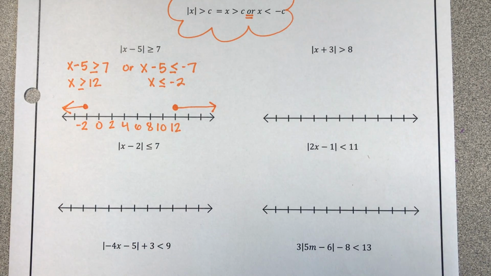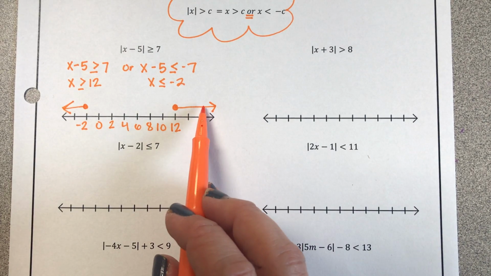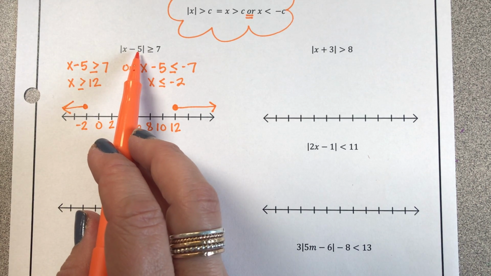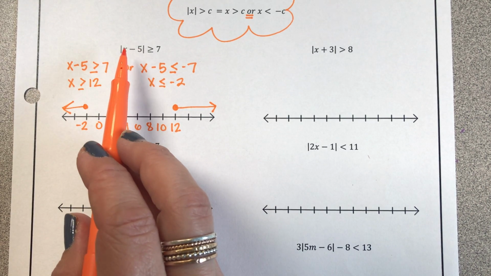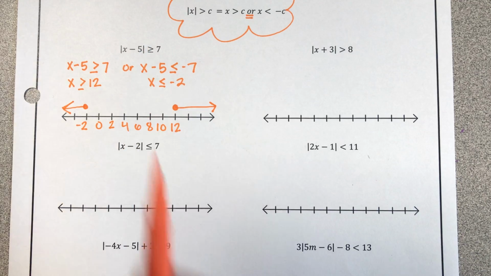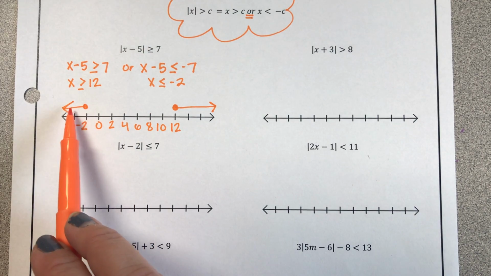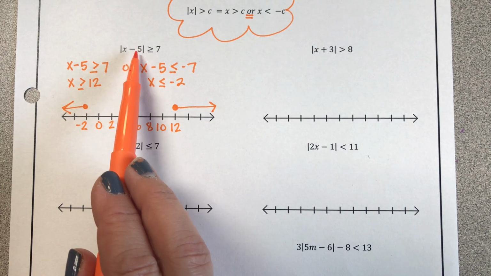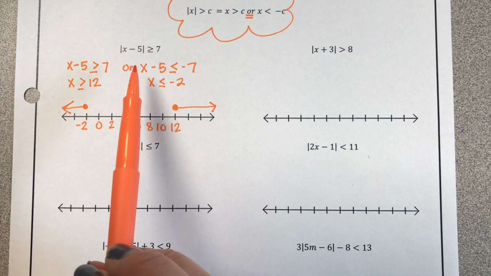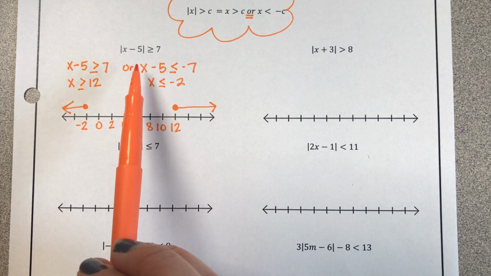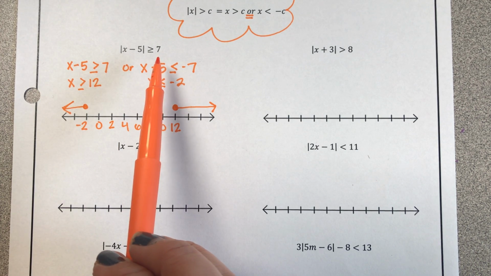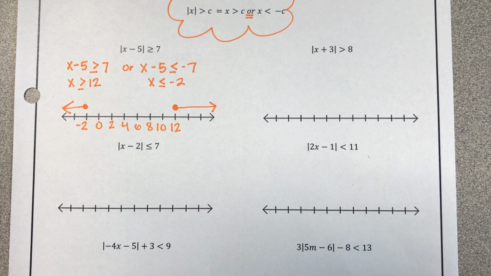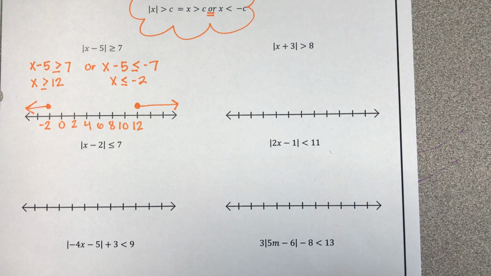So let's just pick a number, right? If I picked 15, 15 minus 5 is 10. The absolute value of 10 is greater than 7. Let's say I picked something less than negative 2, like negative 3. Negative 3 minus 5 is negative 8. The absolute value of negative 8 is positive 8, which is greater than 7.